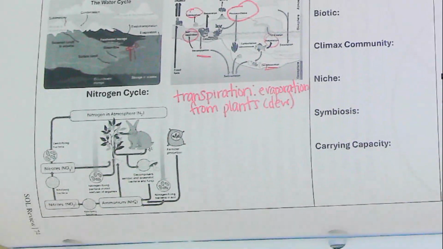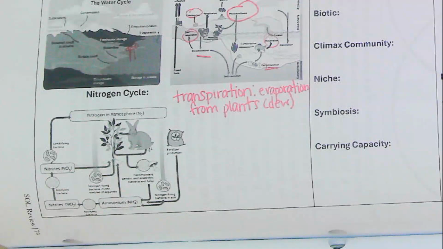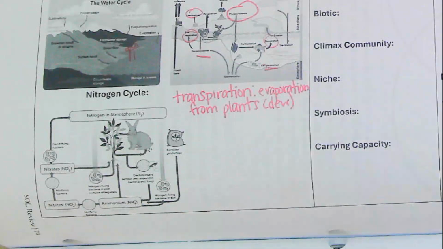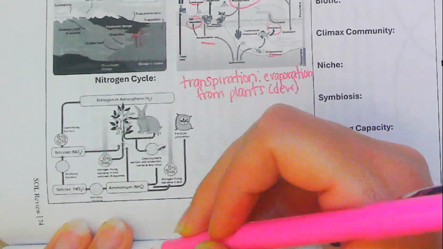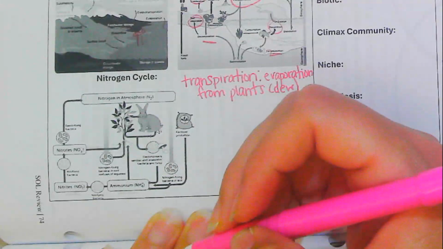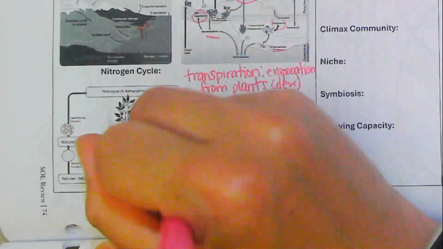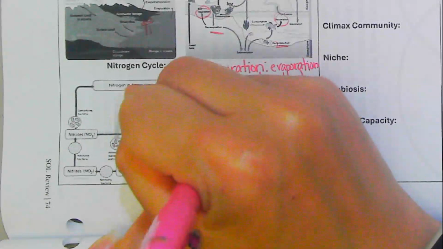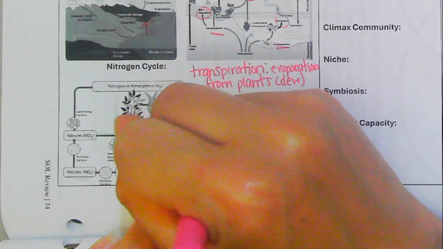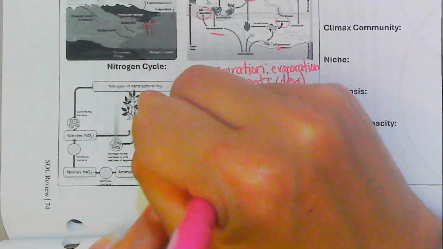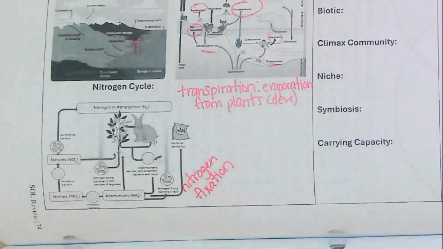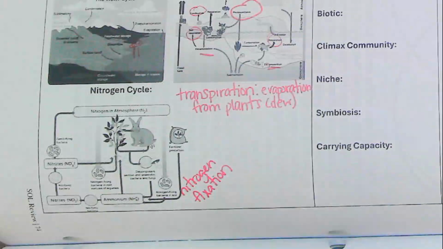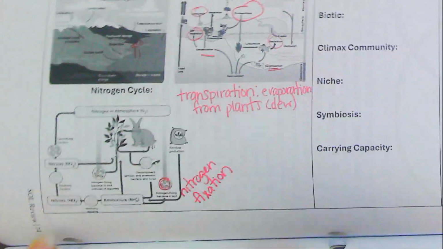Then the last one, nitrogen cycle, is probably the newest cycle to you. The only big things they're going to ask you about the nitrogen cycle is this process of taking it from the environment. So we call that nitrogen fixation, where they take it from the sky. So they're taking atmospheric nitrogen and they're converting it into usable forms. That happens by bacteria in the soil.